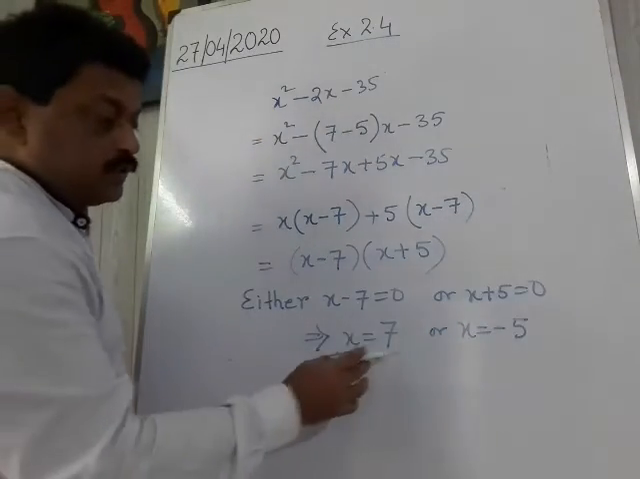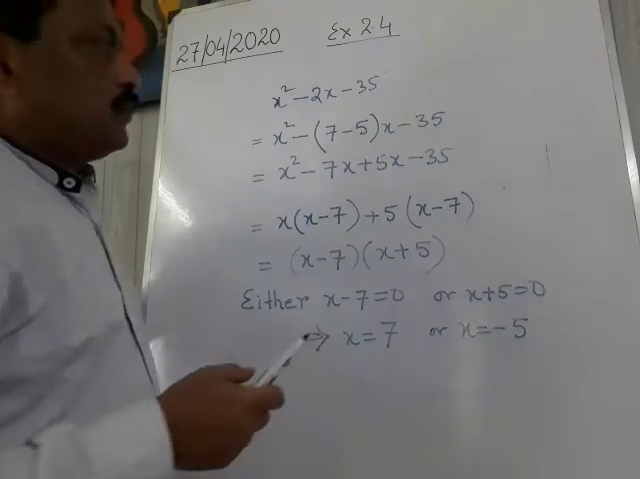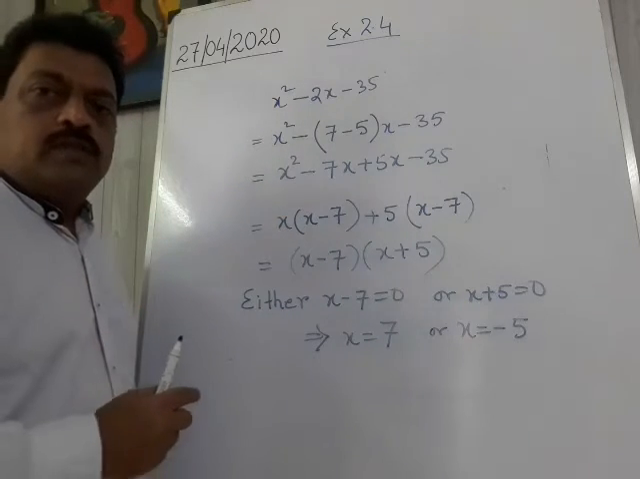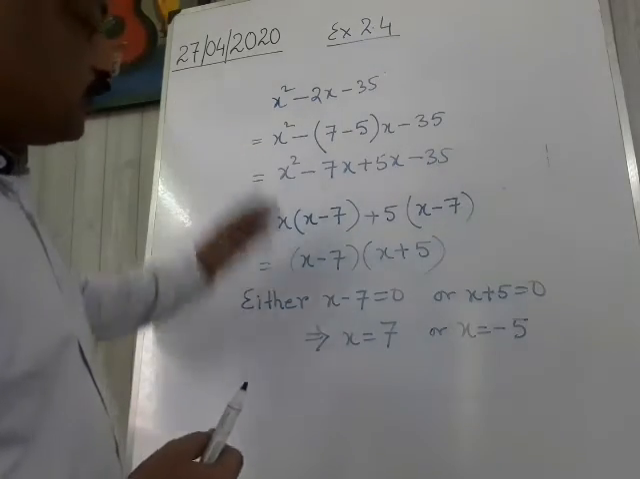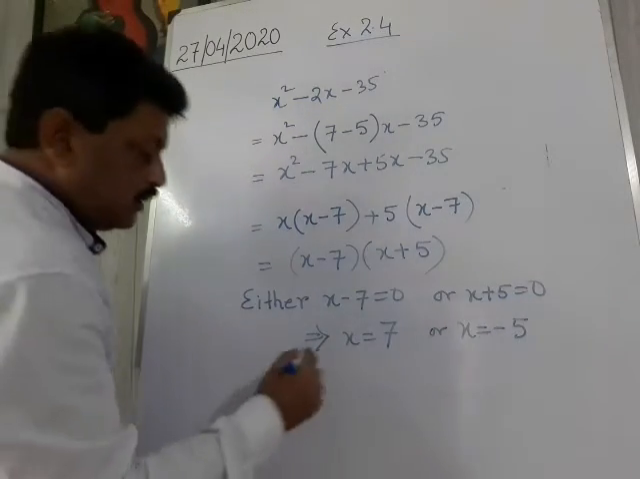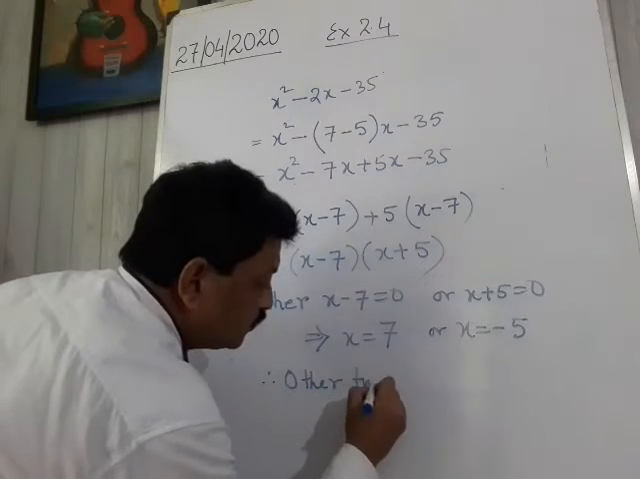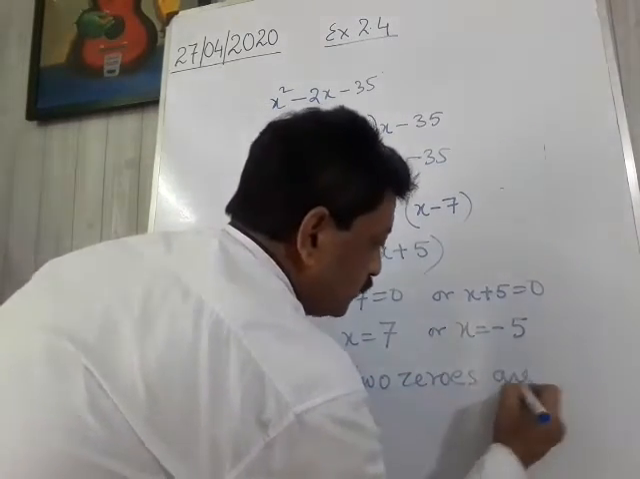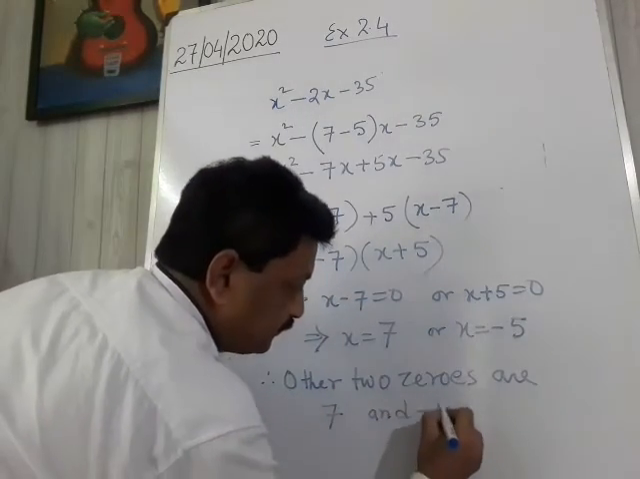Now see, these are the zeros. The given polynomial was a polynomial of degree 4. Two zeros were already given in the question, and we had to find two more zeros. So in this way we have ultimately calculated the other two zeros. Therefore the other two zeros are 7 and minus 5.